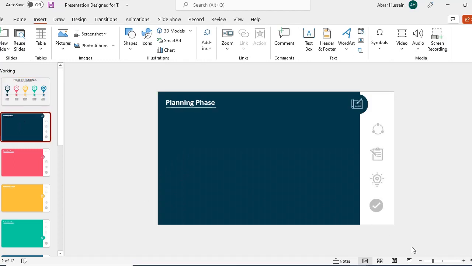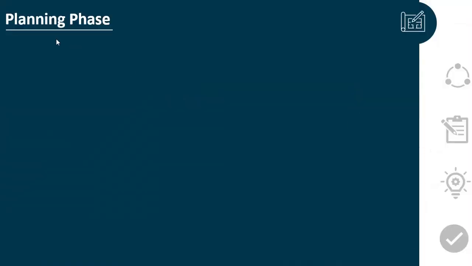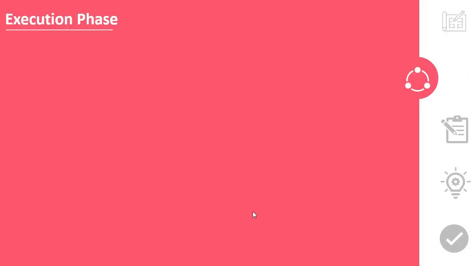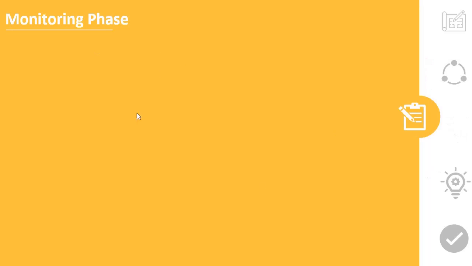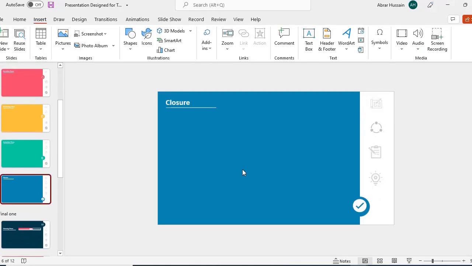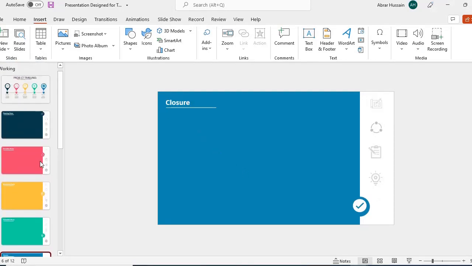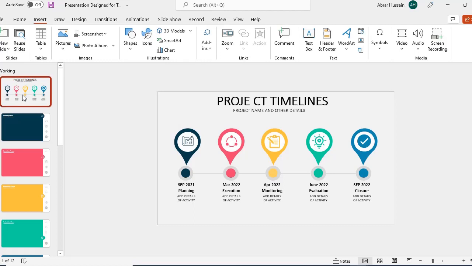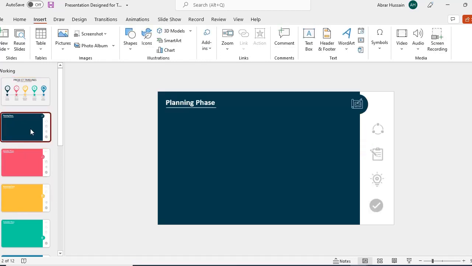Now for example, if I go to the slideshow, you see planning phase. When I am here, when I click this one, execution phase, monitoring phase, and then the evaluation phase, and then the closure. So you can add different ideas to your slides. But what I did, I just wanted to share with you some ideas about designing, some colorings, and how you can animate your slides with these cut shapes and intersections.